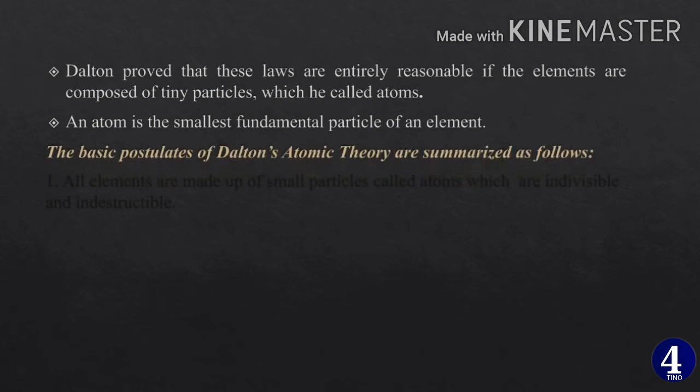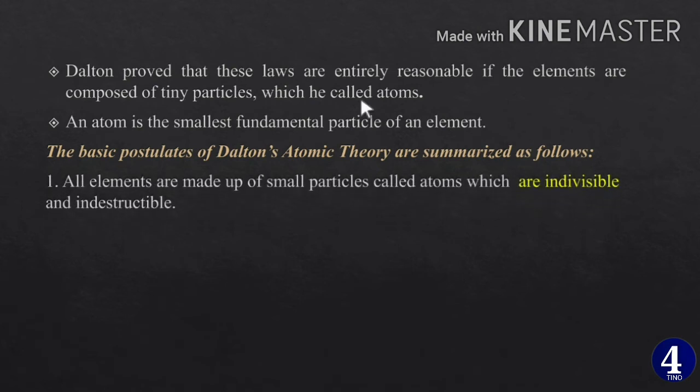Just to summarize what Dalton has to say about an atom, here we go. The basic postulates of Dalton's atomic theory are summarized as follows. The first one is, all elements are made up of small particles called atoms. Okay, the building blocks of an atom or an element are atoms. And he said that atoms are the smallest, okay, the least small particle which made up the matter, and they are indivisible and indestructible.